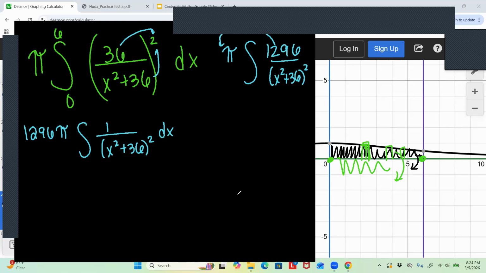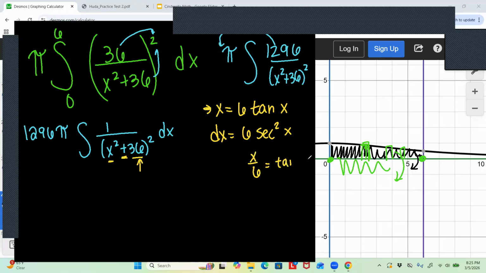And again, this looks pretty similar to the last one. We have a plus in the bottom with a square and something that can be rooted. So we're going to do the tan substitution again. Take the square root right there, so that'd be 6 and then tan theta. Last time it was t, this time it's x, same difference. So derivative would be 6 secant squared. And then go ahead and solve for tan from this one. If you divide by 6, x over 6 is tan. Oh, wait. Theta. There we go.